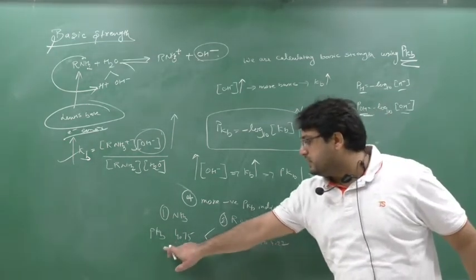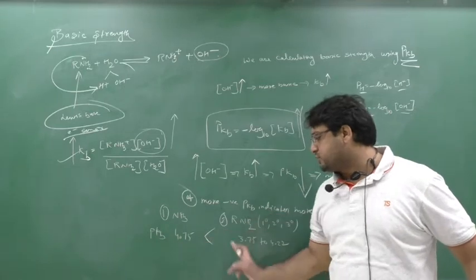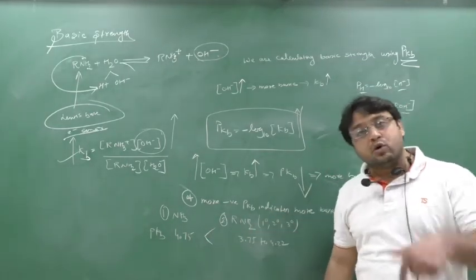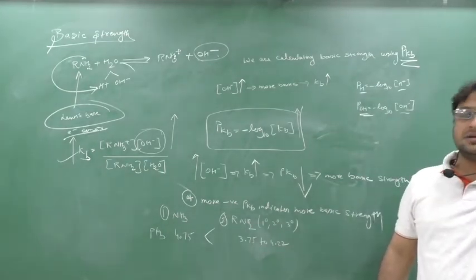Now PKB, they have given here a positive value. When they have given a positive value, see the lesser value. When they have given a negative value, see the more negative value for more basic strength for PKB.